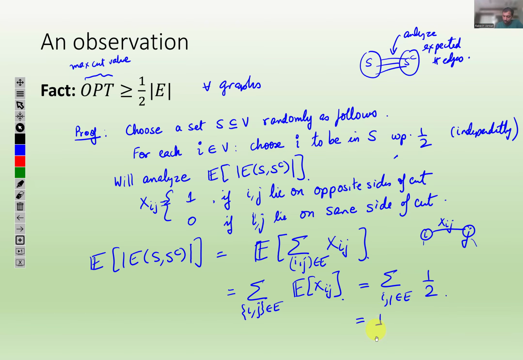And so the sum is half times the size of the edge set. And because this is half times the size of the edge set, I know that there should be some set S that attains this value, because the expected value of the number of edges going across is at least half times the size of E. Okay. So there exists a set which makes half times size. And therefore, what is a trivial half approximation algorithm? I claim that I could just output.